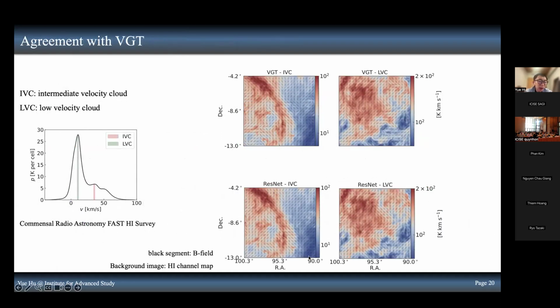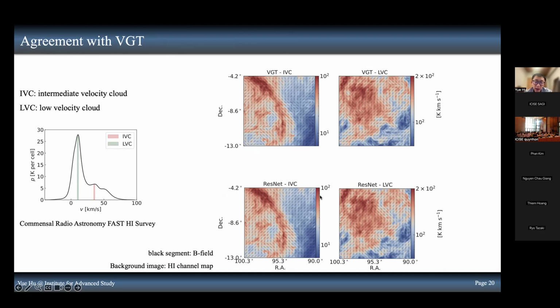So at the next step, we apply the machine learning approach to HI clouds. The two HI clouds have different velocities, an intermediate velocity cloud and a low velocity cloud. That means they are located in different positions in the Milky Way. To test the neural network predictions, we make a comparison with the velocity gradient, because the velocity gradient has already been compared with Planck polarization or stellar polarization, confirming its ability to trace the 2D magnetic field orientation on the plane of sky. Therefore, we use VGT, the velocity gradient technique, as a benchmark.